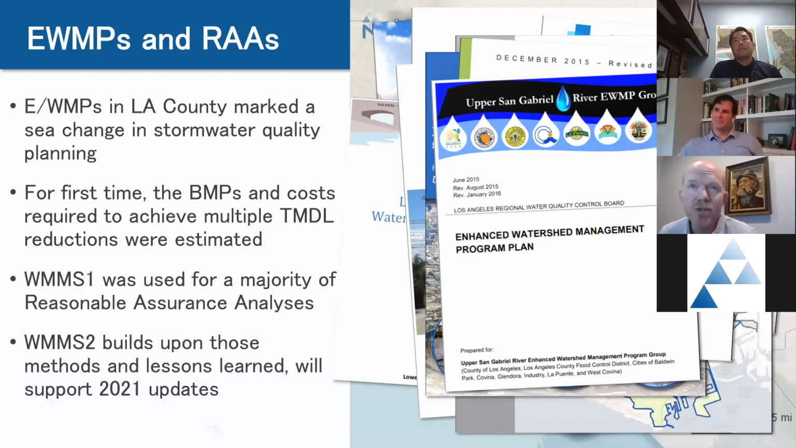WMMS 1 was used for a majority of the RAAs in the EWMPs, and during the EWMP development, there were a number of methods, assumptions, approaches, and a modeling workflow that was developed to create the RAAs. And this optimization framework that has been developed under WMMS 2 is really a way to make that workflow available to a broader community, and particularly on the data management side. So we'll talk a little bit more about that.